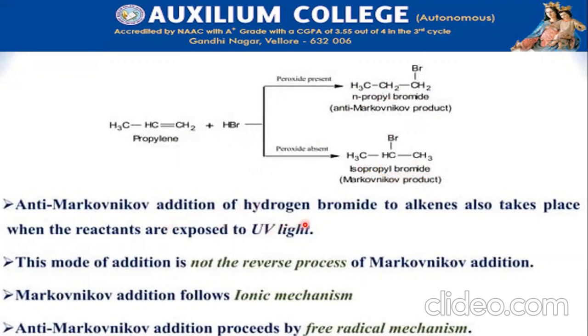The anti-Markovnikov addition of hydrogen bromide to alkenes also takes place when the reactants are exposed to UV light. This mode of addition is not the reverse process of Markovnikov's addition. Markovnikov addition in general follows an ionic mechanism, whereas the anti-Markovnikov addition proceeds by a free radical mechanism. In presence of peroxide, the anti-Markovnikov product is n-propyl bromide, whereas in absence of peroxide, the product is the Markovnikov product, isopropyl bromide, when propylene is taken as the unsymmetrical alkene.